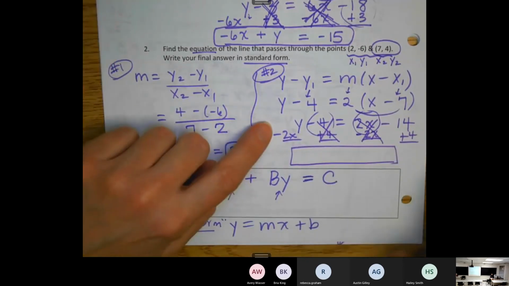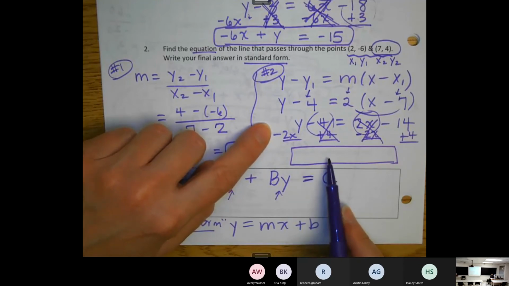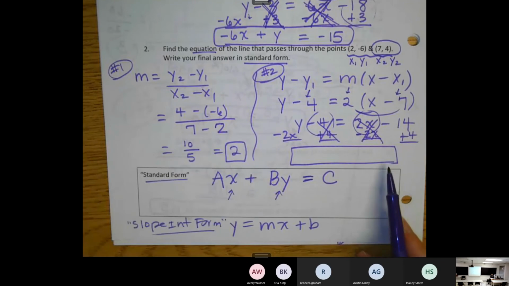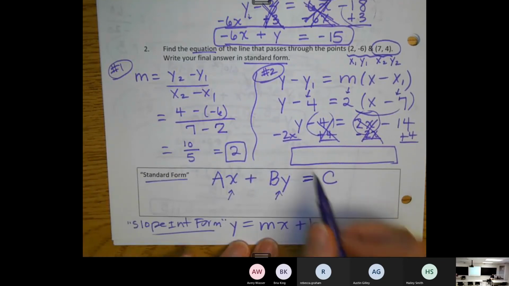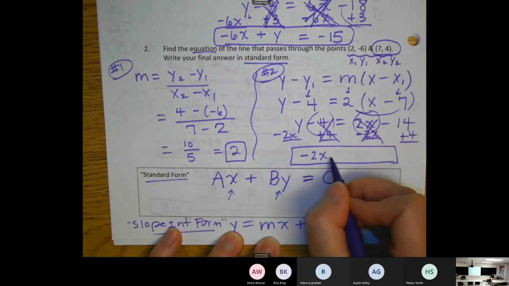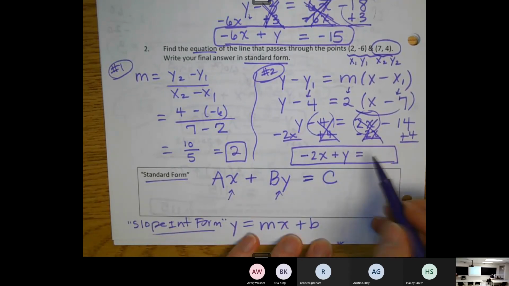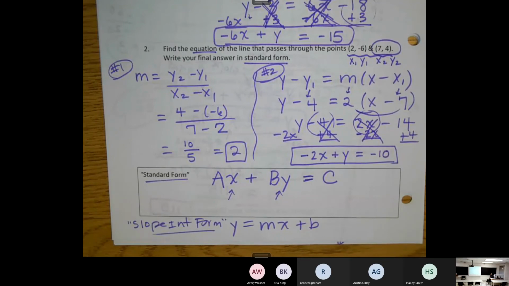And as you write your final answer, think about putting the x's first, and then the y's, then the equal sign, and then the extra number. So x's first, that'd be the negative 2x. Y's next would be the plus y. Then the equal sign, and now negative 14 plus 4 adds up to negative 10. So that'd be our answer in standard form. Negative 2x plus y equals negative 10.